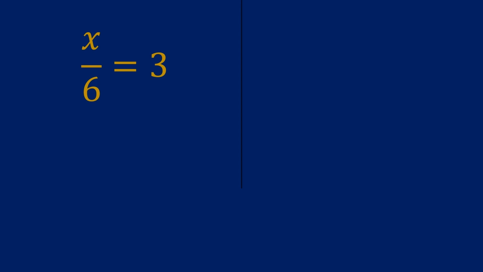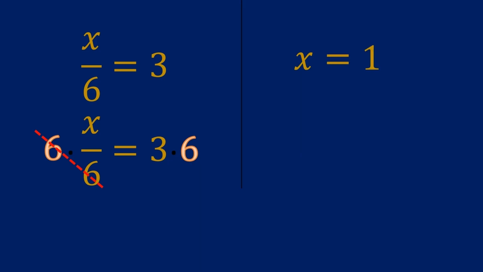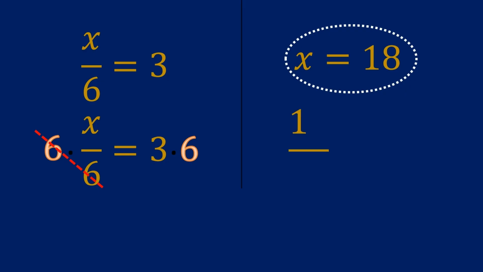Based on that example, if x divided by 6 is 3, what is the value of x? In this example we need to multiply both sides by 6. On the left side the 6s will cancel. On the right side, it's going to be 3 times 6, which is 18. So, x is equal to 18. 18 divided by 6 is 3.